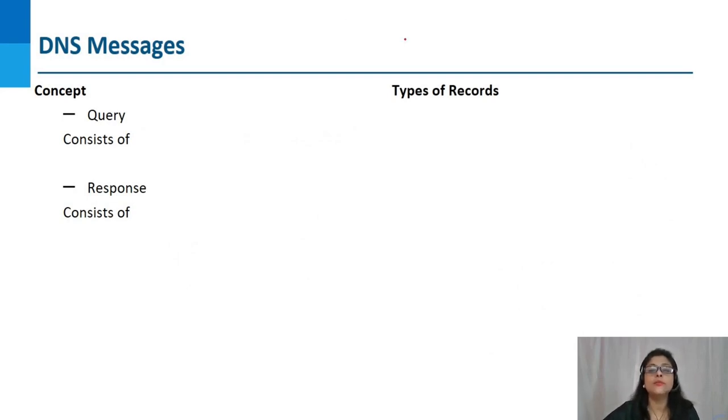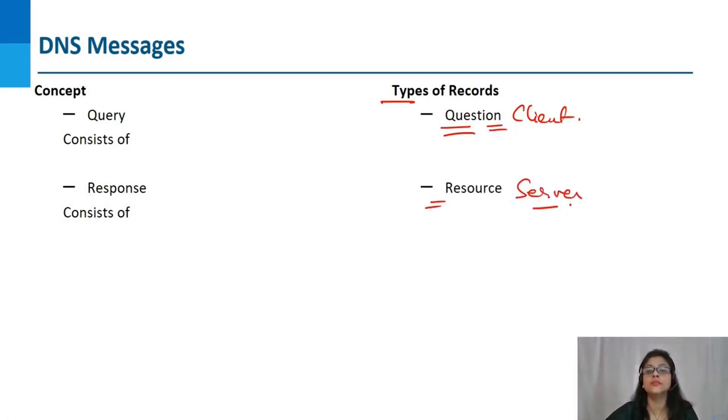What are the types of records? The types of records are question type of record, which is normally done from the client end. The client sends the query type to the server, so this is the question type of record. And the resource type of record, which is normally sent by the server as response back to the client.